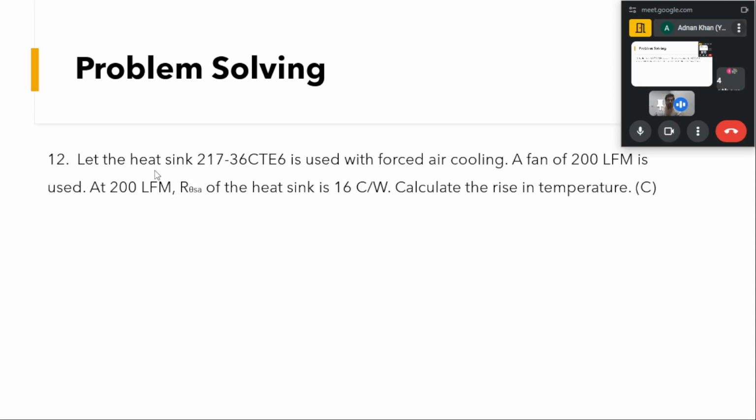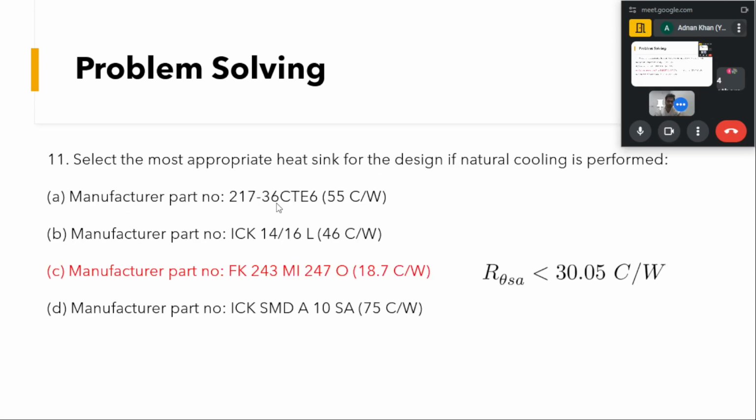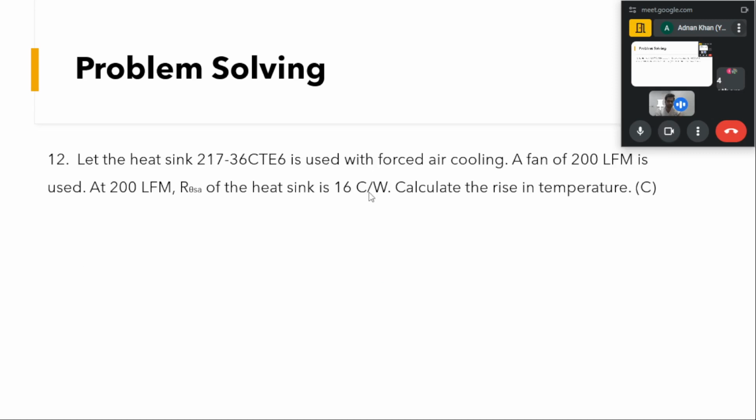Now let's look at the heat sink 21736 CTE, which is used with forced air cooling. Now what is being provided with this heat sink? A fan is provided for the air cooling, and a fan of 200 LFM is used. At this, R theta SA of the heat sink comes down from, we can see here, earlier it was around 55, now it comes down to 16 degree centigrade per watt.